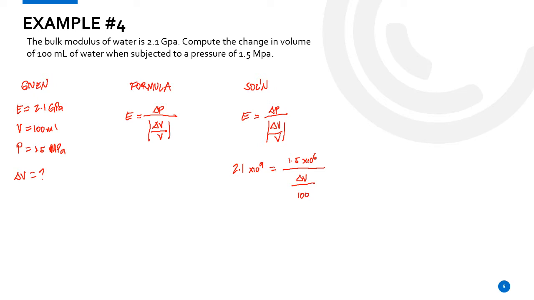Okay? So, shift solve, delta V is equal to, type this in, 0.1 exponent 9, 1.5 exponent 6 all over x all over 100. So, the answer now is equal to 0.071 ml. That's it. So that is the change in volume when 1.5 megapascal of pressure is applied to the water. Okay?